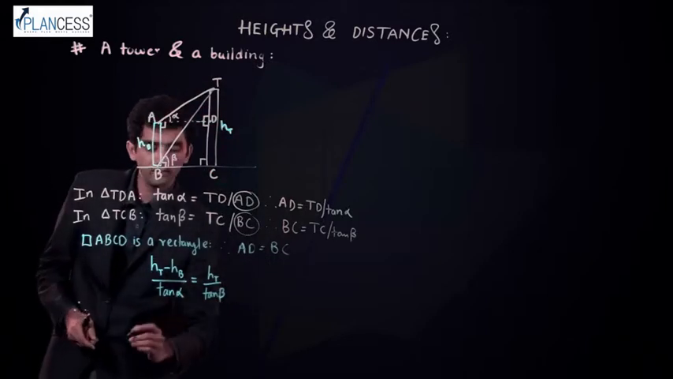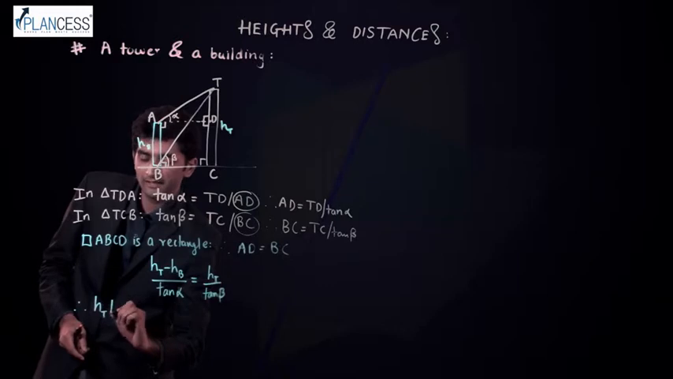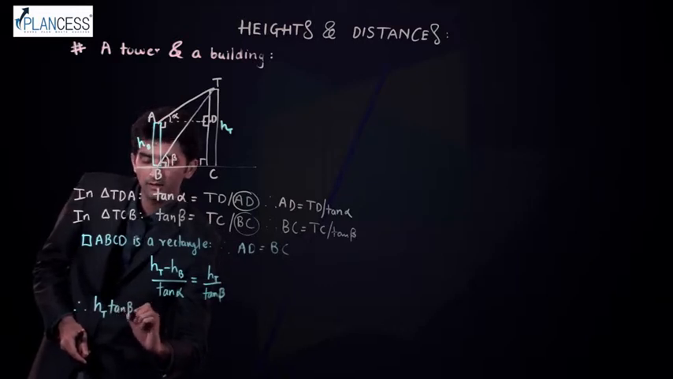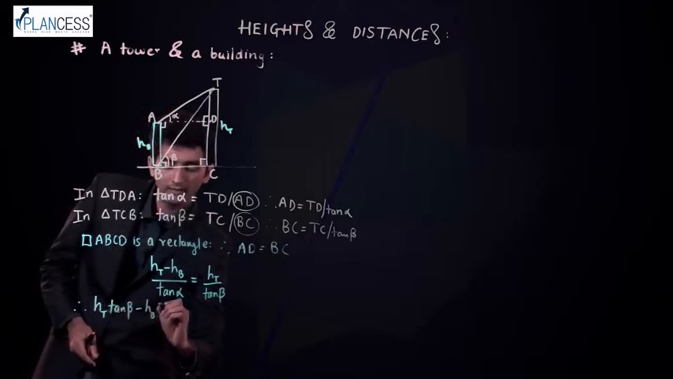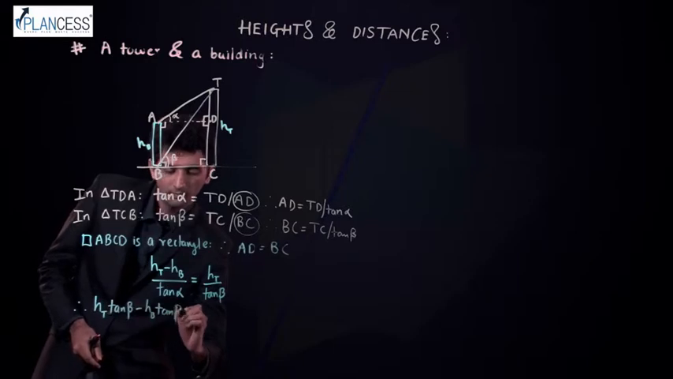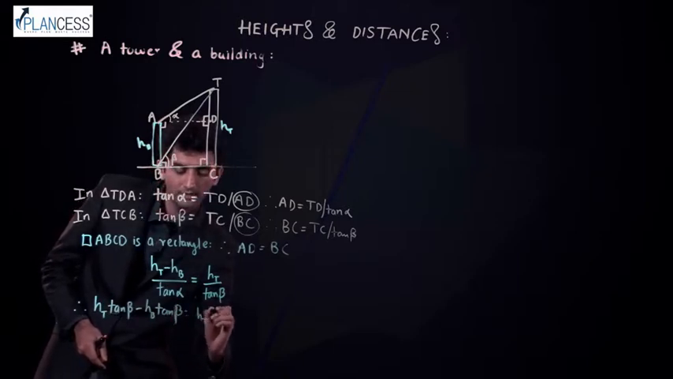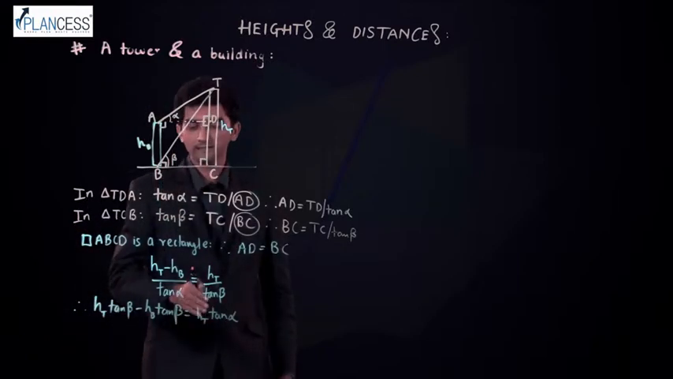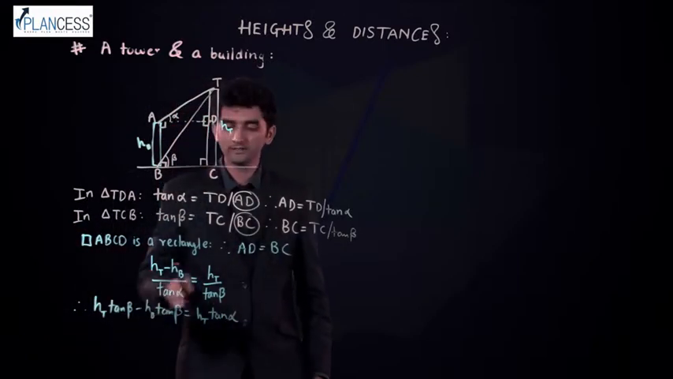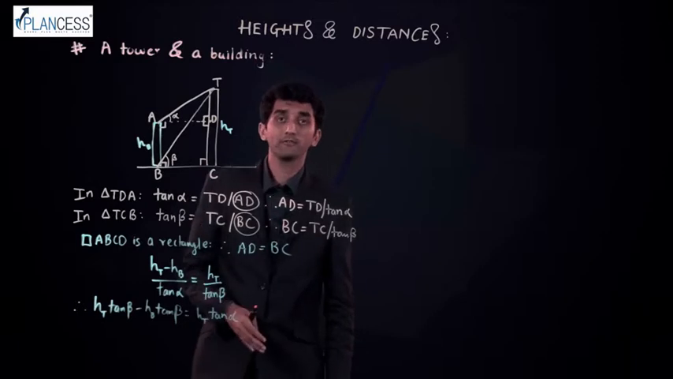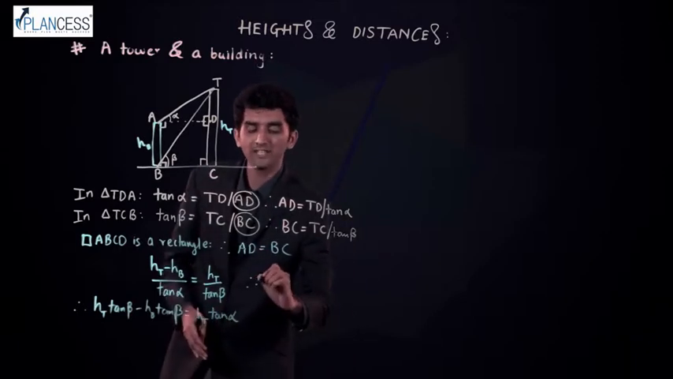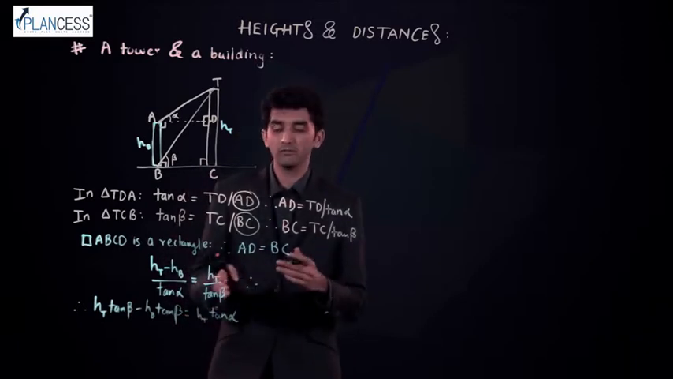So what we get here is HT tan beta minus HB tan beta on one side, and on the other side we have HT tan alpha. Now what we can do is bring all the HTs on one side and HB on the other, so that we can get a formula of HB in terms of HT, alpha and beta.